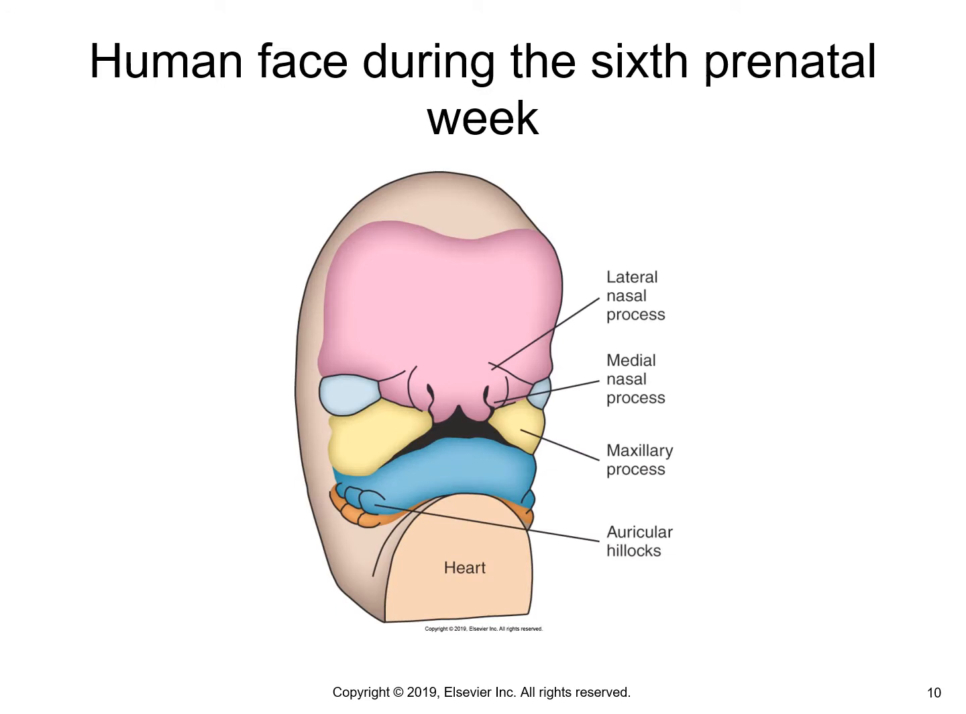You can see the lateral nasal processes are beginning to spread out, and the medial nasal processes are appearing, making it look more and more like a nose. The maxillary processes are spreading out as well, and these auricular hillocks that you see in the blue are going to form the ear later on.